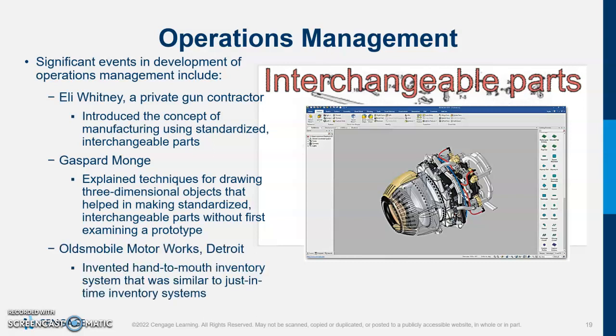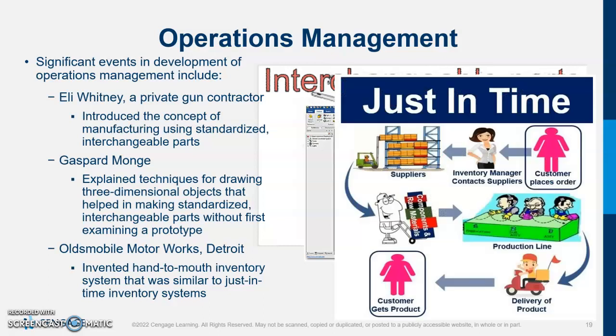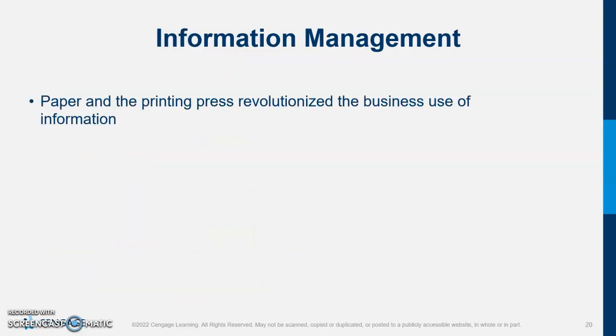And then lastly, Automobile Motor Works came up with this concept of hand-to-mouth inventory, or what we usually call now just-in-time inventory. And so just-in-time inventory utilizes computer information systems to determine when a specific product is either out of stock or low in stock, and then it sends a message to the inventory manager that we need more. And so that might mean that they then produce more, or they have already produced some and it's in a warehouse and so they send more. And this allows for much better management of inventory.